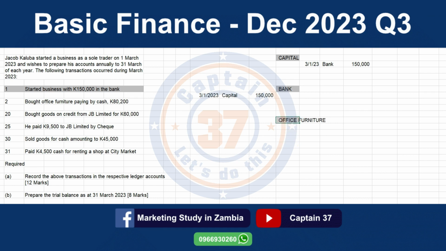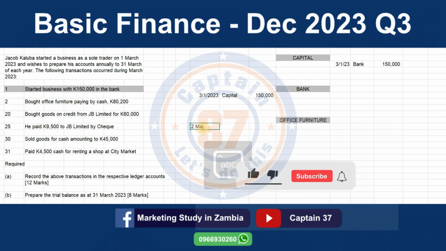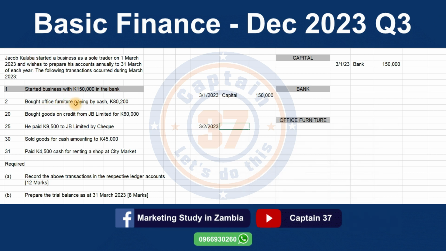We've opened it. Let me make this presentable and move all of these to the right so that they look neat and decent. The office furniture account that we have just opened had a transaction that took place on the 2nd of March 2023. What happened? Jacob bought office furniture paying by cash.